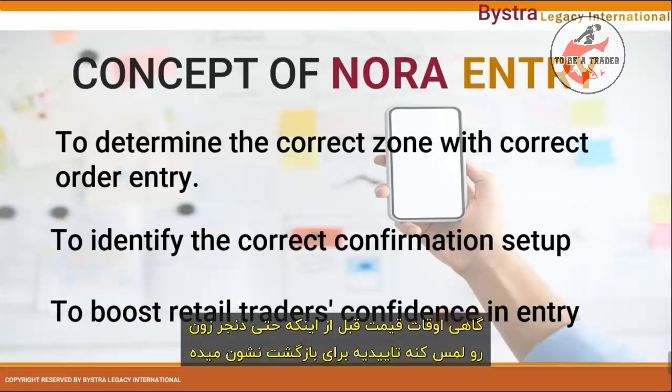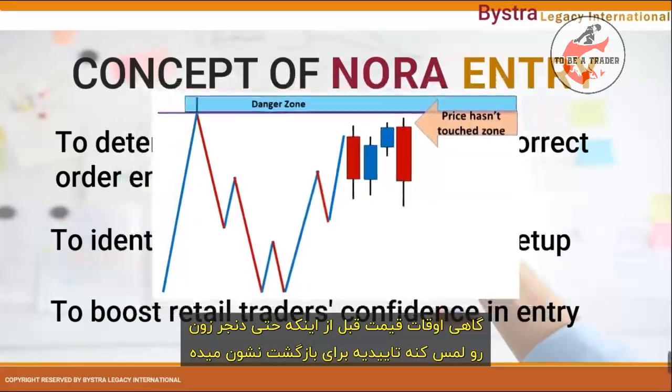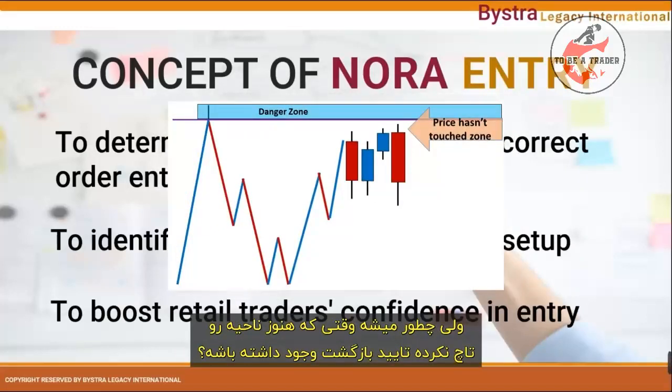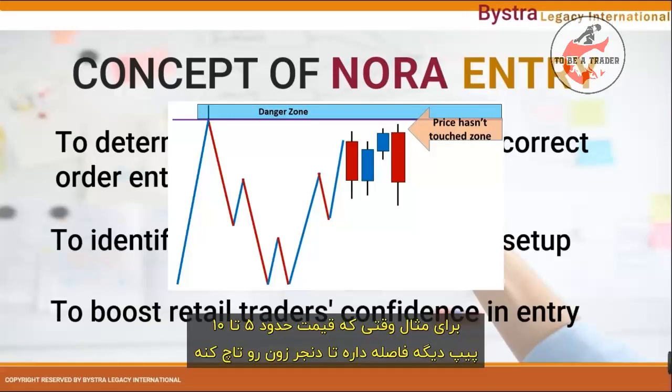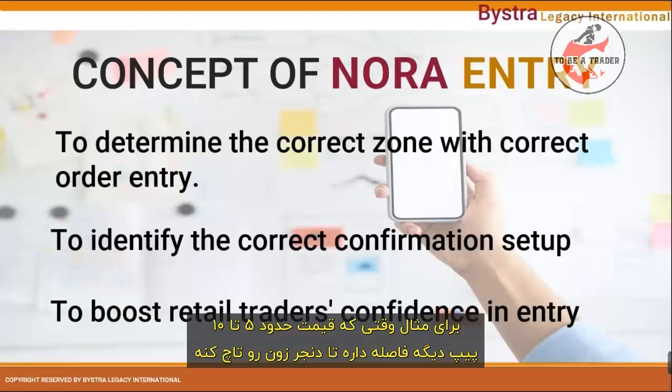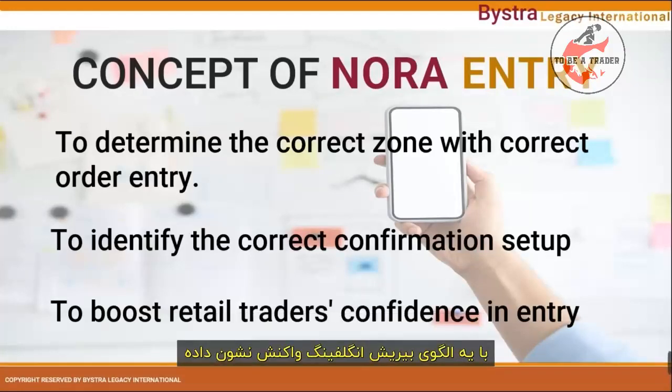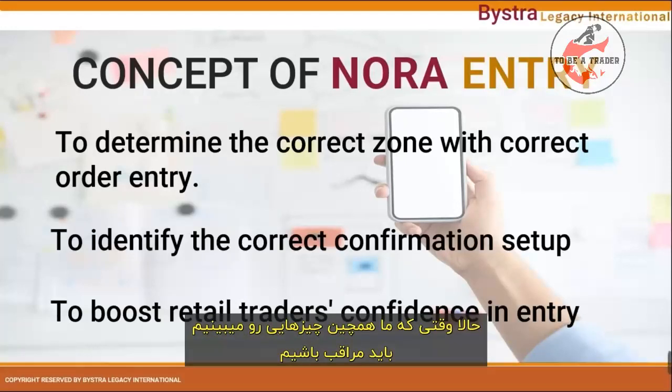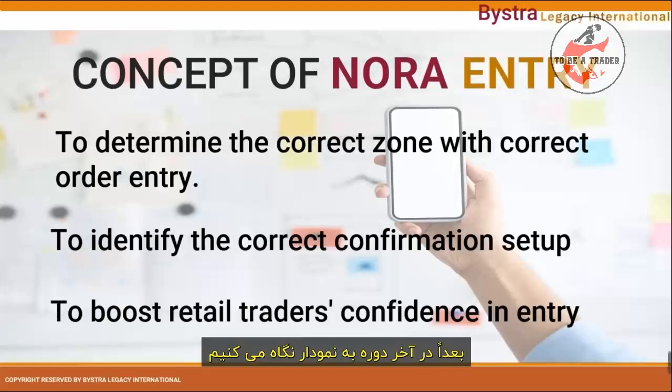Secondly, we're able to identify the correct confirmation. At certain times, before the price even touches the danger zone, it has shown a confirmation of rejection. But how can there be a confirmation of rejection when the price hasn't touched the zone? For example, the price is about another 5 to 10 pips from touching a danger zone and has already reacted with a bearish engulfing. When we see this kind of thing, we have to be careful. Later on, we will look into the chart at the end of our course.